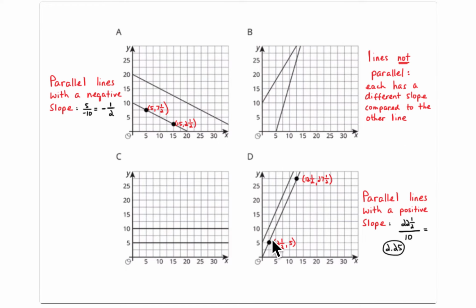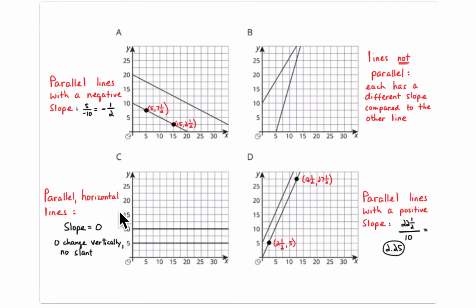D, these both have a positive slope. So if you calculate that slope, you're going to see that it's 2 1/4. It's moving from the lower left to the upper right. So both of these lines, they're parallel and they have a positive slope. And the last set, these are parallel horizontal lines. And a horizontal line means that it has 0 slope.